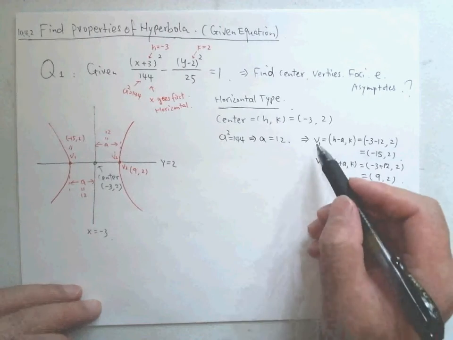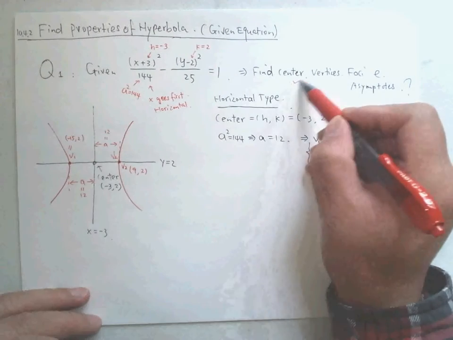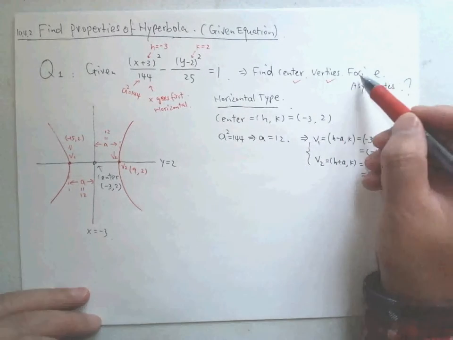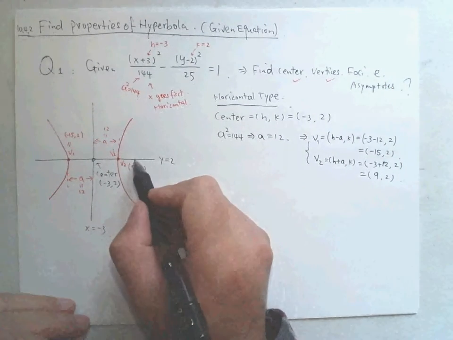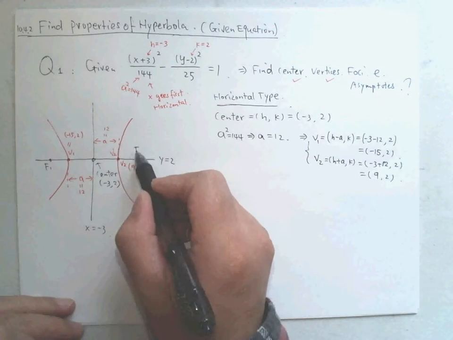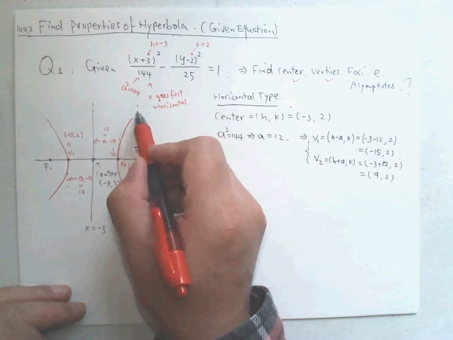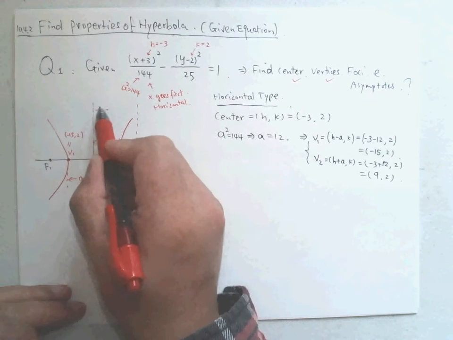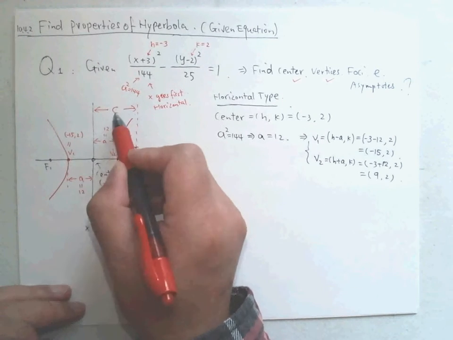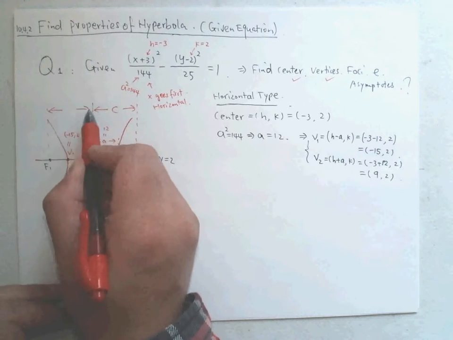Good. So we find V1, V2. Now we find the center already. Vertices, and what about the foci? This is F1, this is F2. The definition is this: how long is F to the center C? This is also C.